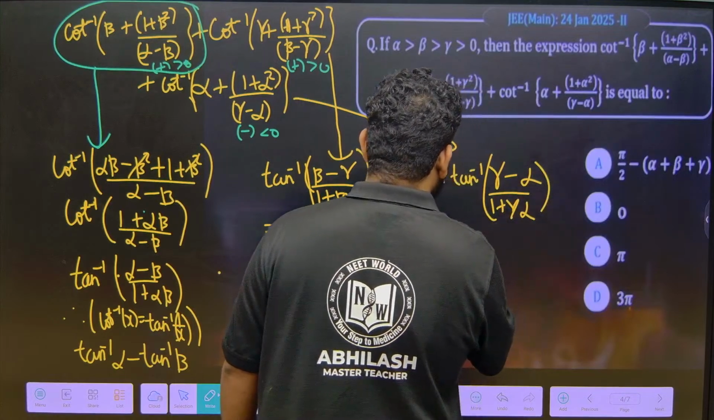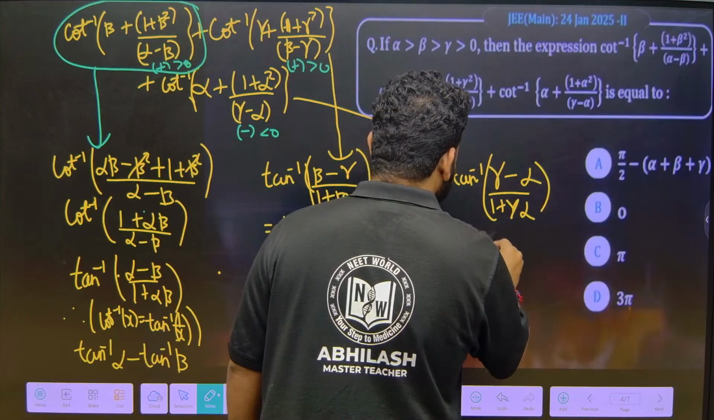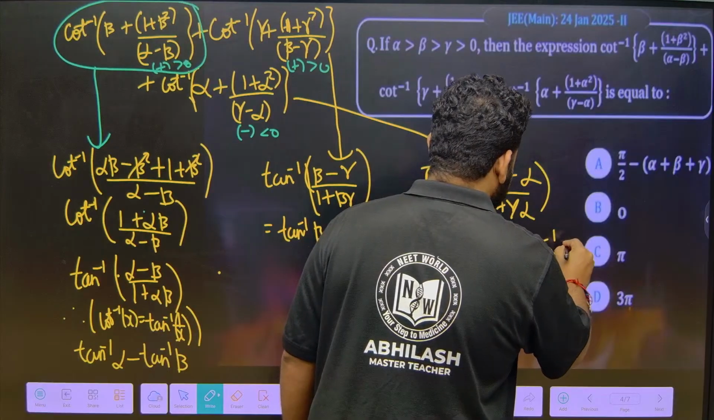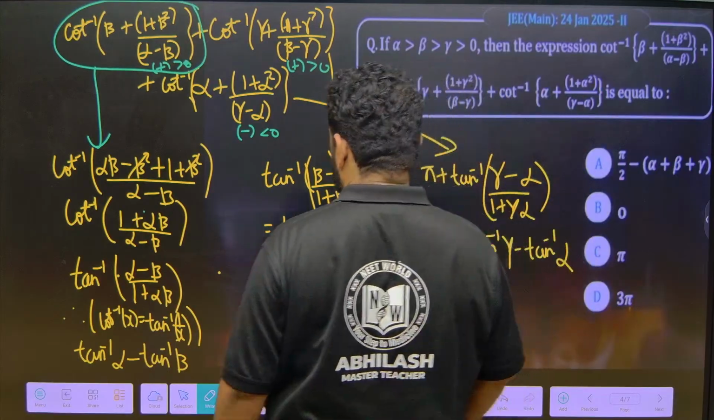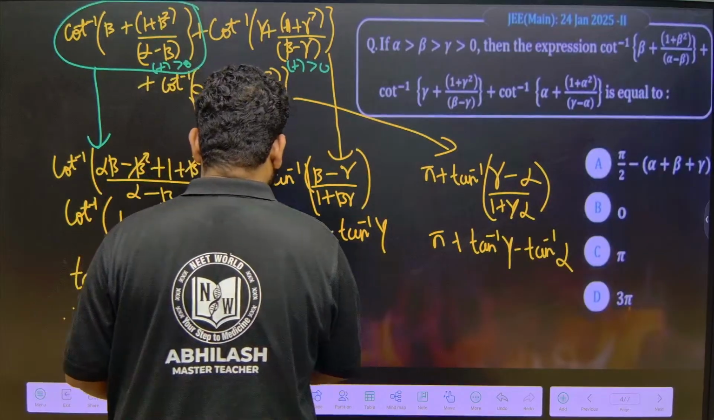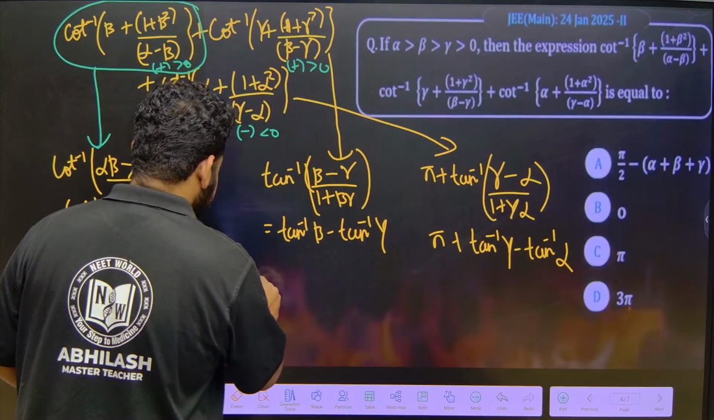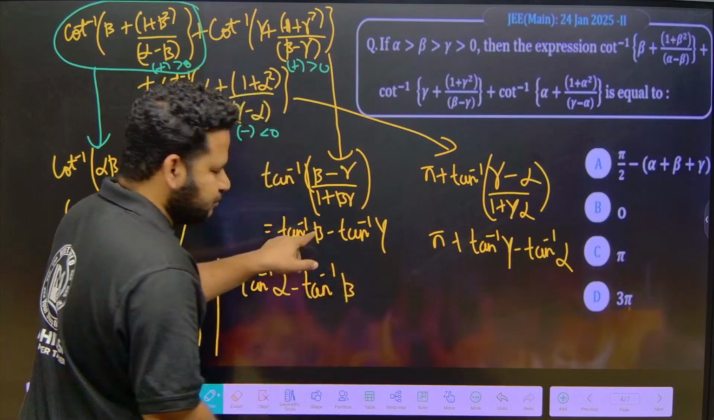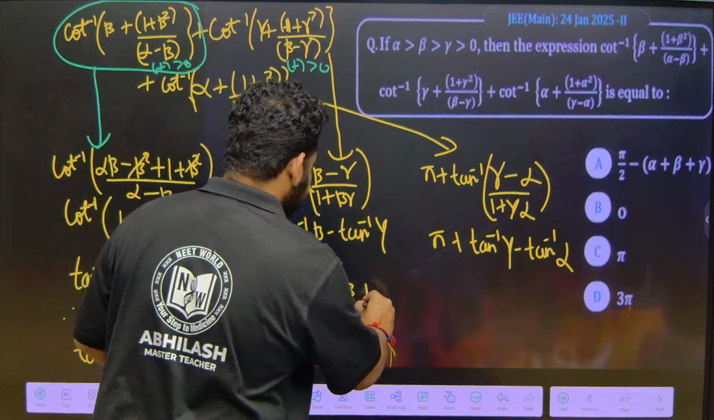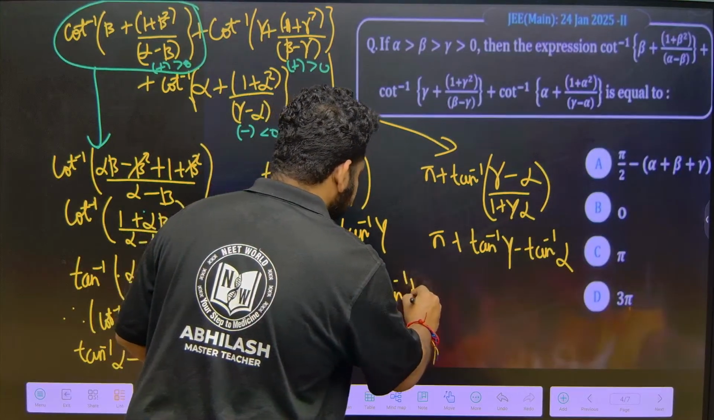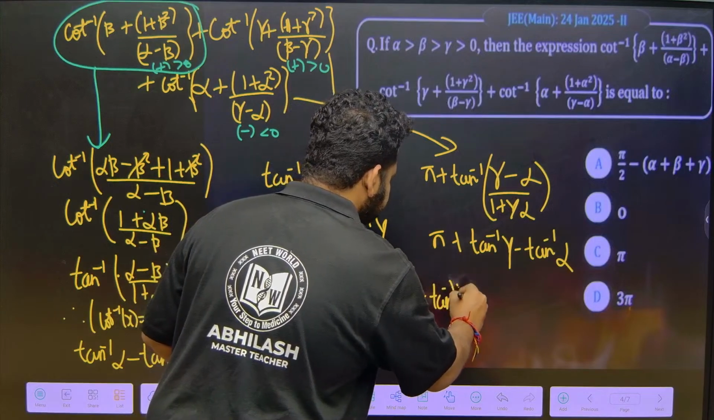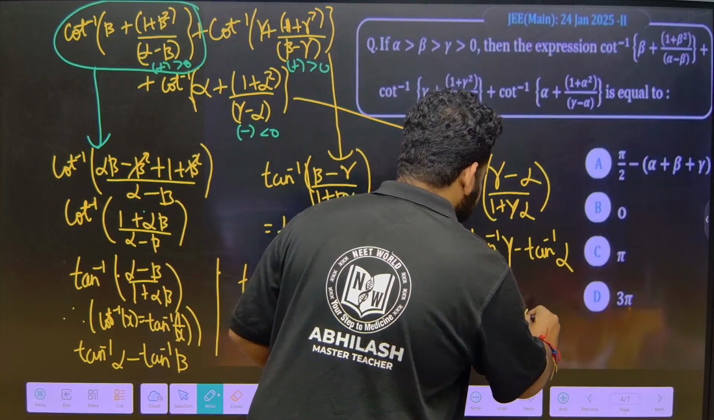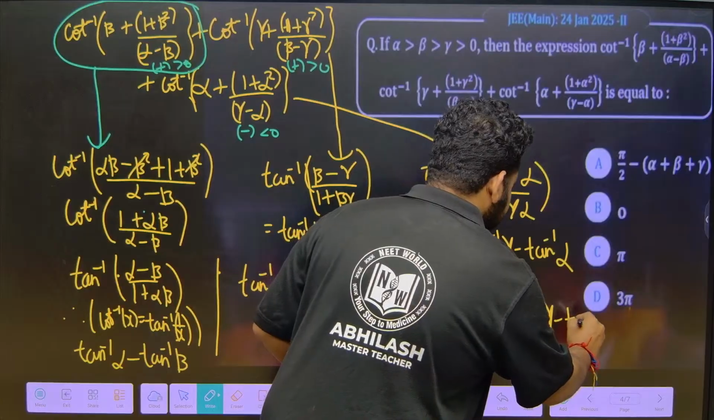So this will become pi plus tan inverse of gamma minus tan inverse of alpha. So what are they telling? Summation of everything. So let me write each and every term. That means I have to add every term. So let me write it here. This will become tan inverse of alpha minus tan inverse of beta. Okay, this is tan inverse of beta minus tan inverse of gamma. Plus pi plus tan inverse of gamma minus tan inverse of alpha.